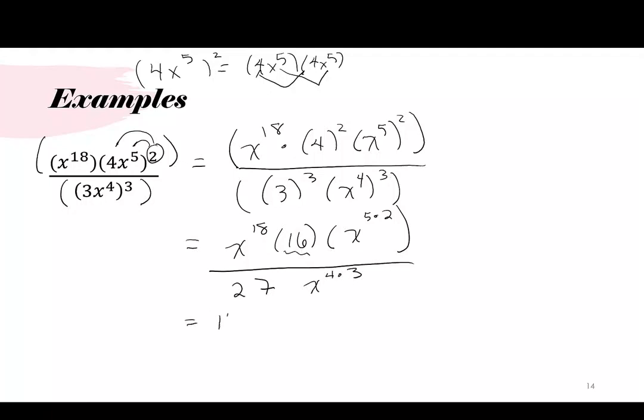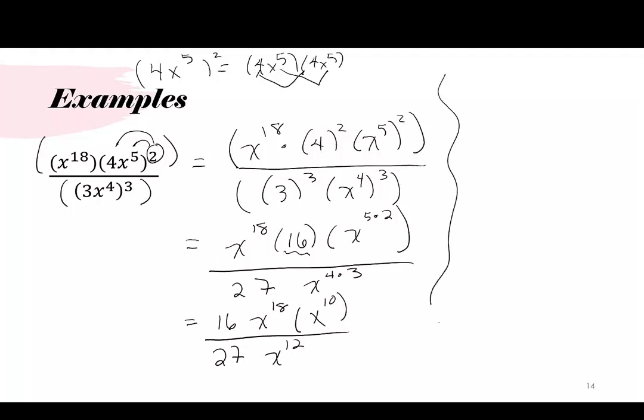I'm going to move the 16 to the front. I just like the way that looks better. Let's keep x to the 18th. X to the 5 times 2, that's x to the 10th. And then on the bottom, I have 27, and then this is x to the 12th. Now, I'm using parentheses here and there, sometimes to mean multiplication, sometimes to group. That's really just so I can see it well in my head and so I don't get confused with anything. So don't let the use of parentheses throw you off there.